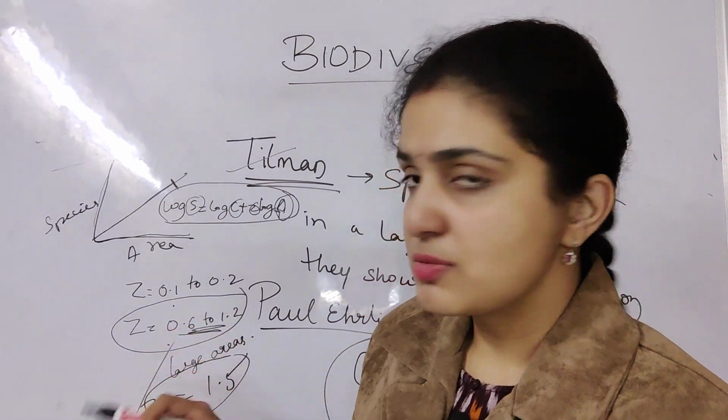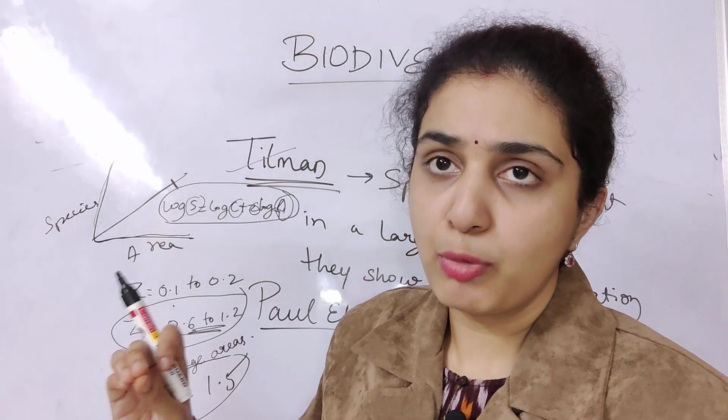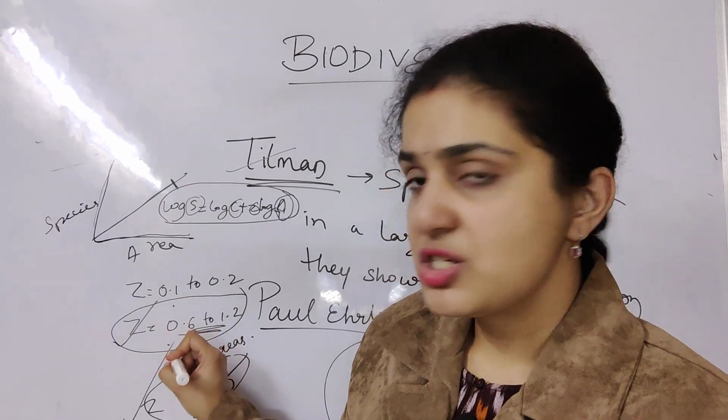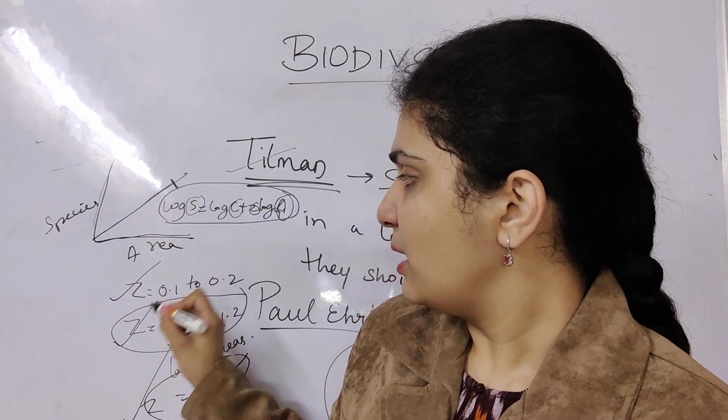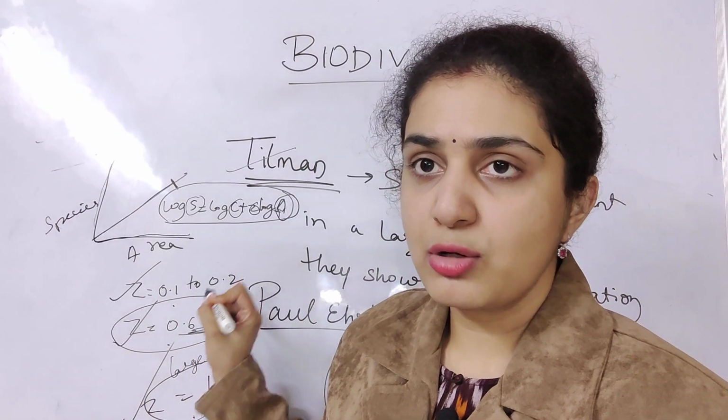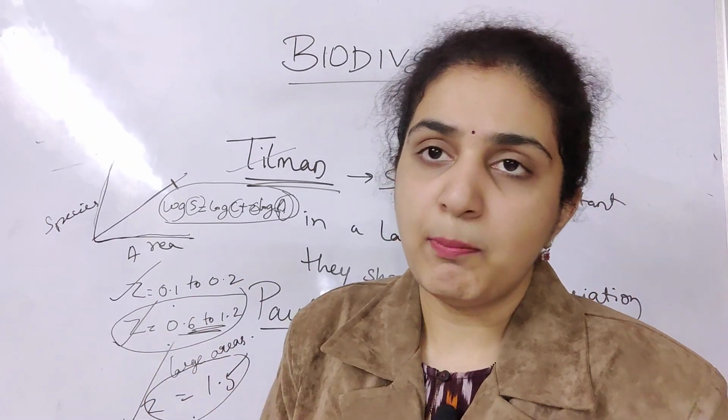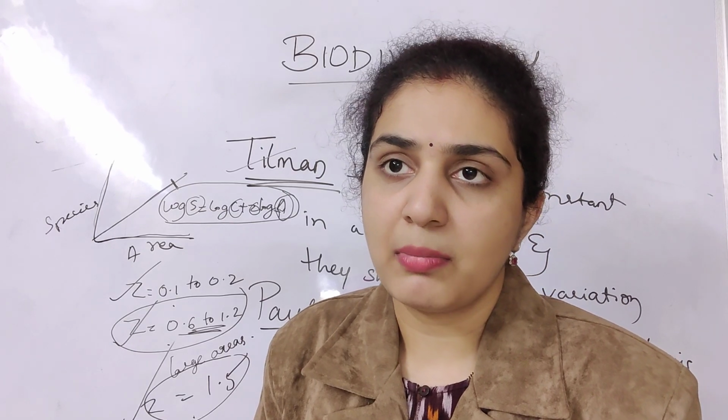For fungivorous birds and seed-eating birds, it is 1.5. For larger areas, it is 0.6 to 1.2. Normally, Z equals 0.1 to 0.2. So these are the important values that you should remember.